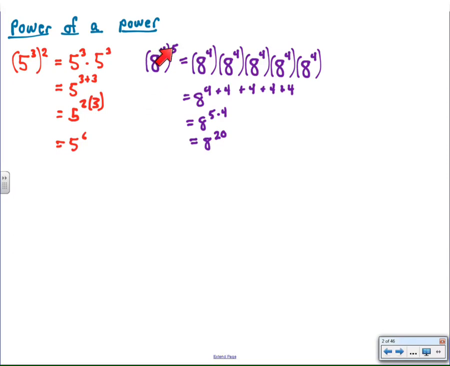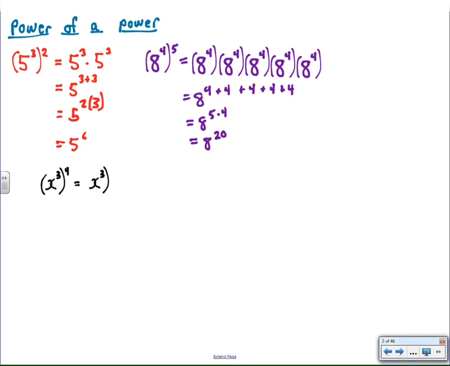Here we have 8 to the 4th to the 5th power, which means we have 1, 2, 3, 4, 5 sets of 8 to the 4th, which is really 8 to the 4 plus 4 plus 4 plus 4 plus 4, which I have 5 of those. So instead of writing all those 4's out, I could just write 5 times 4, which is 8 to the 20th power. So 8 to the 4 times 5 is 8 to the 20th power.